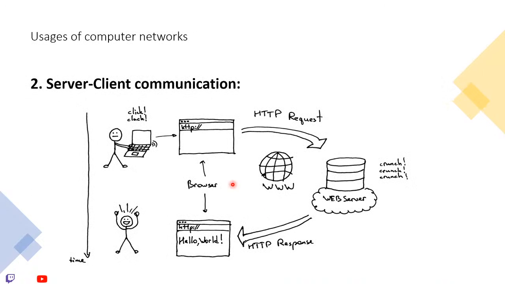The second use of computer network is client-server communication. How it works is like this: the client sends an HTTPS request to the World Wide Web service, and it gets to the web server, which gives the HTTPS response in the form of HTML, CSS, PDF, anything. This is how the client-server communication architecture works.